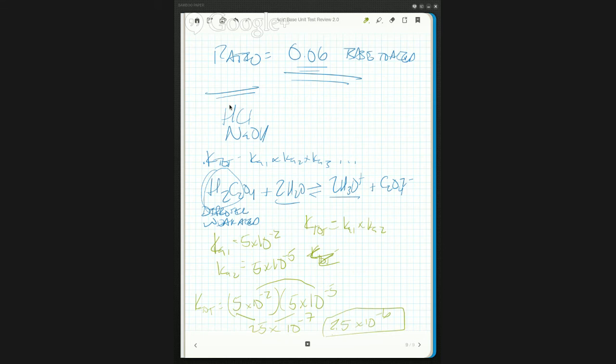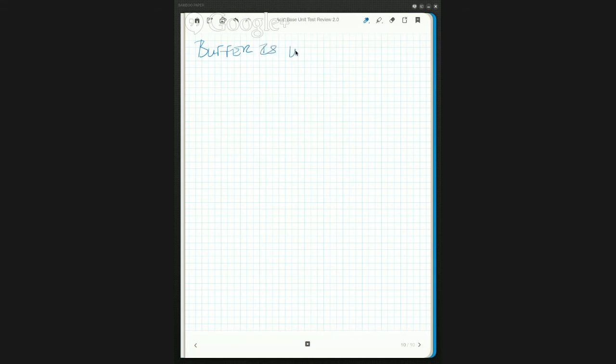So the first one is, what is a buffer? What makes it up? How does it work? And how do you find pH? That was on the Q&A that I put up that you needed to know. So a buffer is a weak acid plus its salt, which is the conjugate base, or a weak base plus its salt, which is oftentimes a conjugate acid.